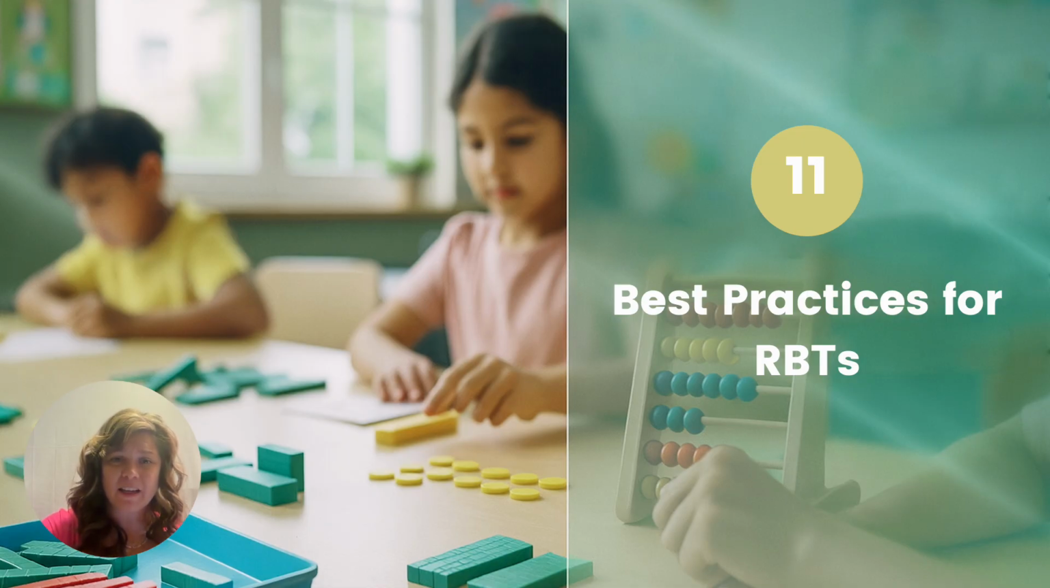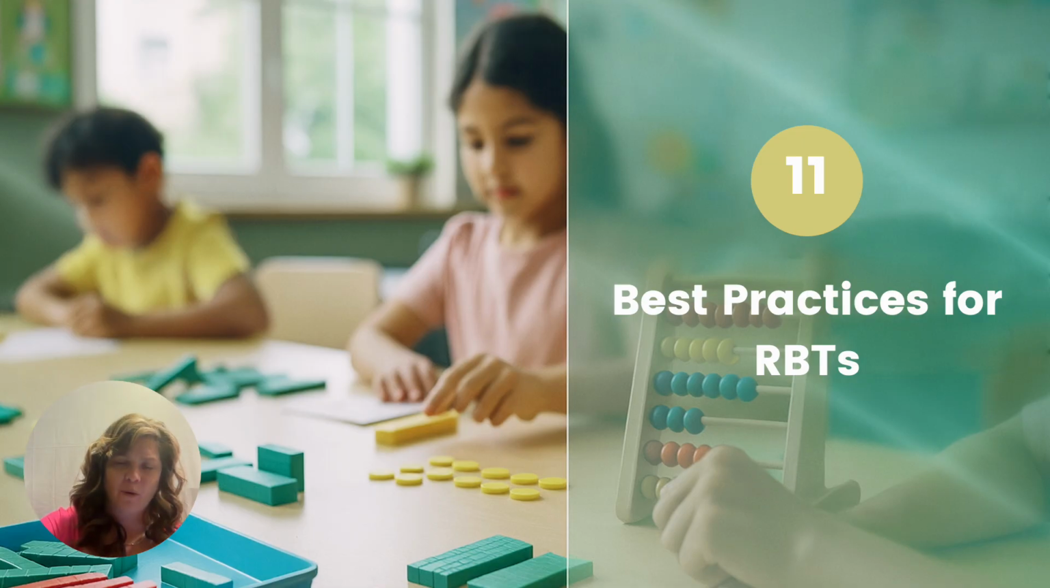I want you to think of prompting as a constant decision-making process. You are always asking yourself, how much help does my learner need right now? Can they do this independently? Am I helping too much? Am I not helping enough? That's the skill. As an RBT, your role is not just to get correct responses. Your role is to build independent responding. That means not jumping in too quickly, not staying on prompts too long, and watching your learner closely.